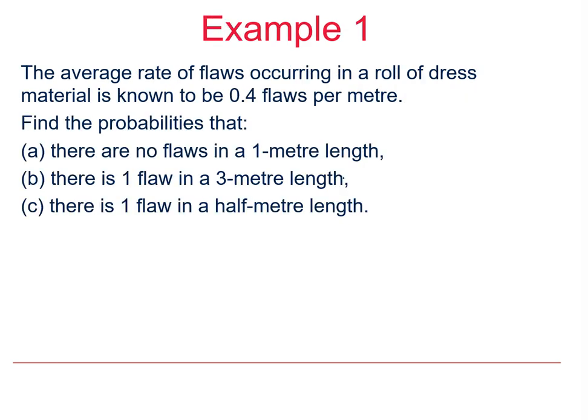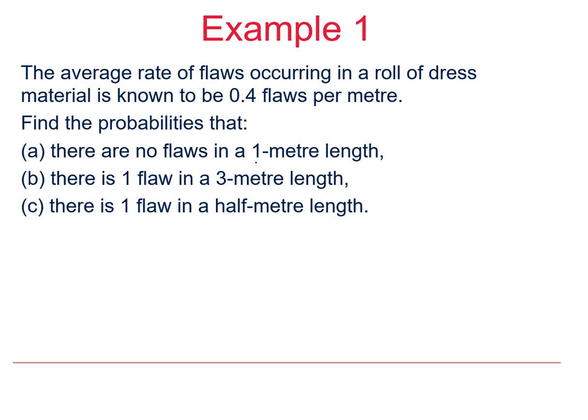You might want to pause a second just to read through this example. We are starting off with defining our random variable as x, which would be the number of flaws occurring in a 1-meter roll of dress material.